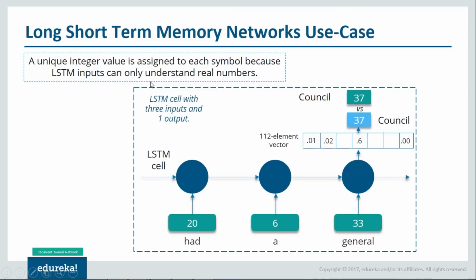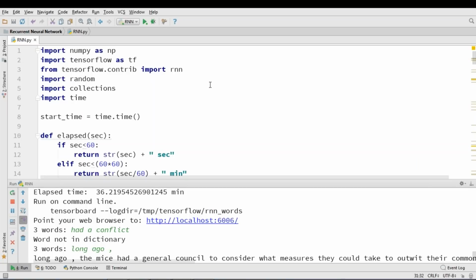Now I'll quickly open my PyCharm and I'll show you how you can implement it using Python. We'll be using TensorFlow, which is a popular Python library for implementing deep neural networks, or neural networks in general. All right, so I'll quickly open my PyCharm now. So guys, this is my PyCharm, and over here I've already written the code in order to execute the use case that we have. First we need to import the libraries: NumPy for arrays, TensorFlow, we know TensorFlow. From tensorflow.contrib we need to import rnn, then random, collections and time.